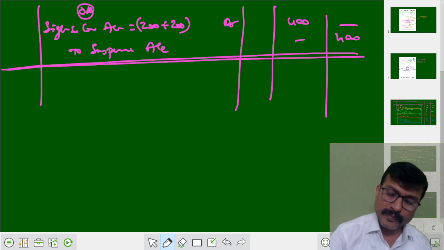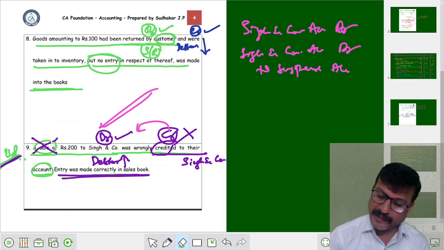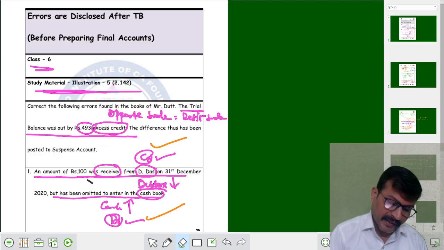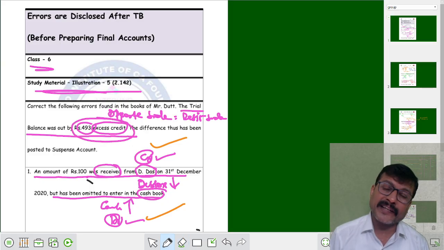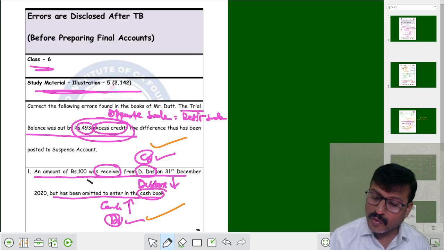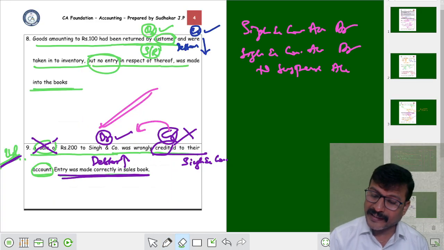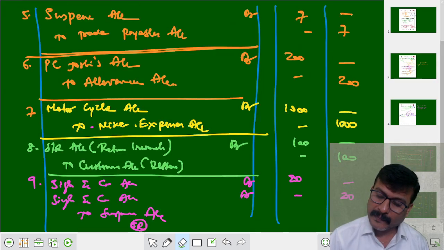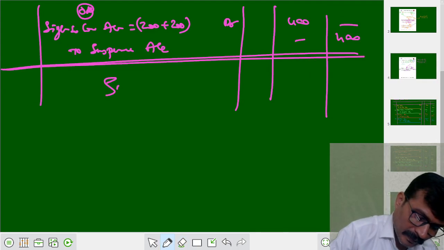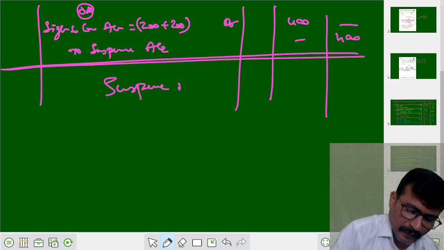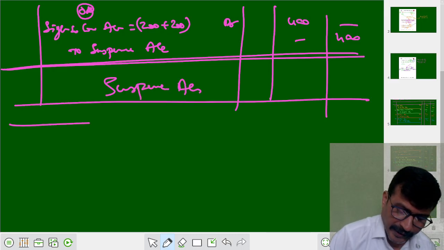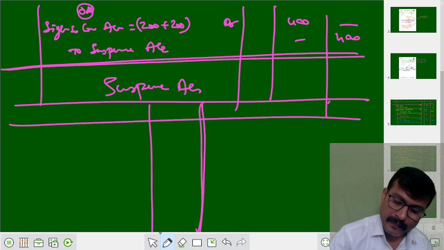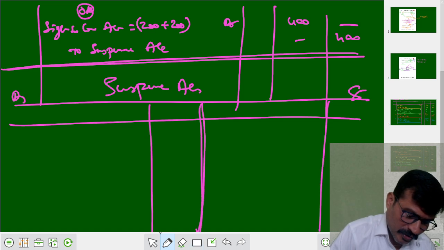Now what we have to do? After doing all these things, my dear students, we have to prepare one more ledger, that is suspense account. Excess credit है ना, so we have to prepare a ledger, that is suspense account. Prepare suspense account, a ledger account. It is just your PUC knowledge.